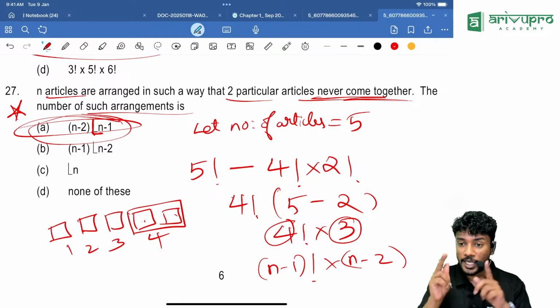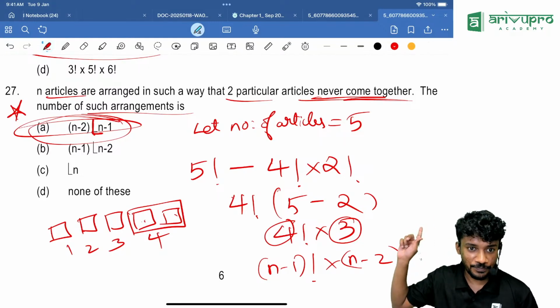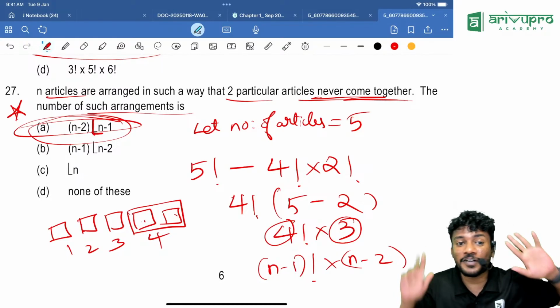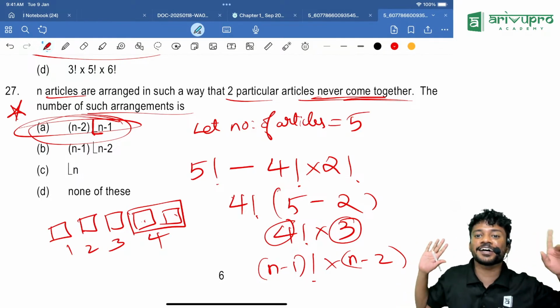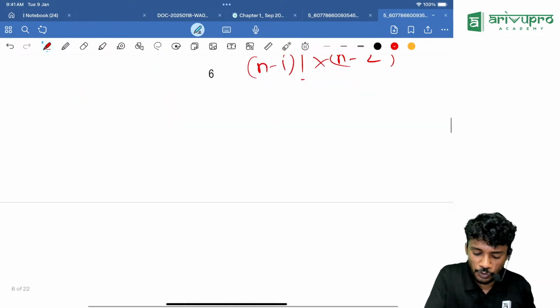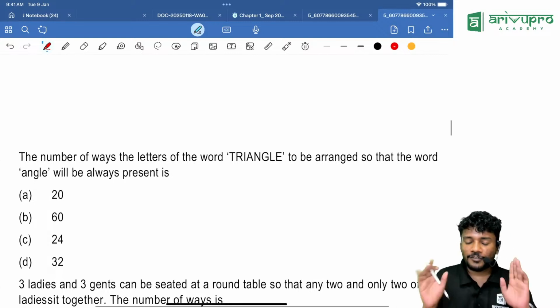Yes, but the same question is there in your exercise. In the ICAI book exercise it is there, but there n is not given. They have given 10 articles, 10 articles are there, 2 are never coming together. They have given that way. Next question. Another very good question.